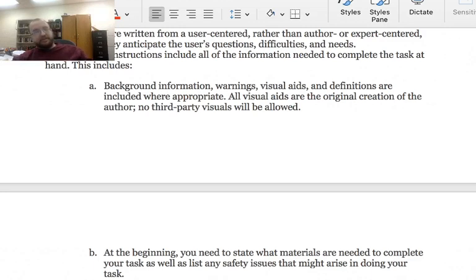And then, of course, the conventions. When you conclude, you show what the finished end result is. So, what are some conventions of instructions?